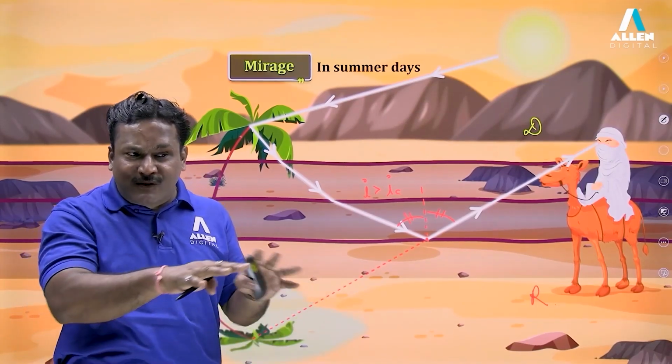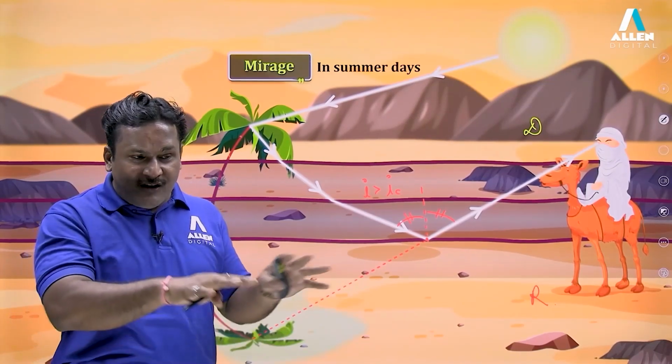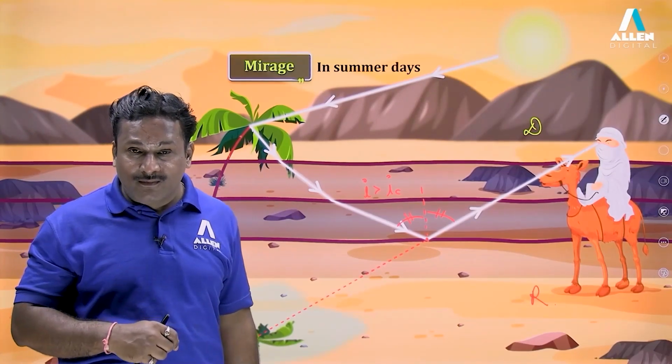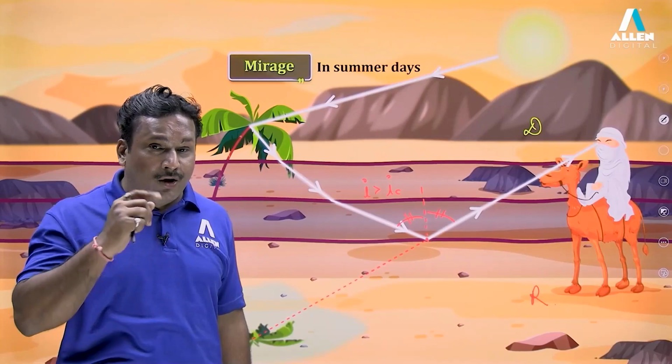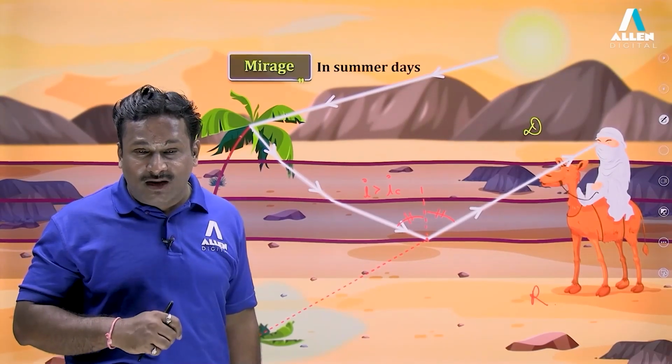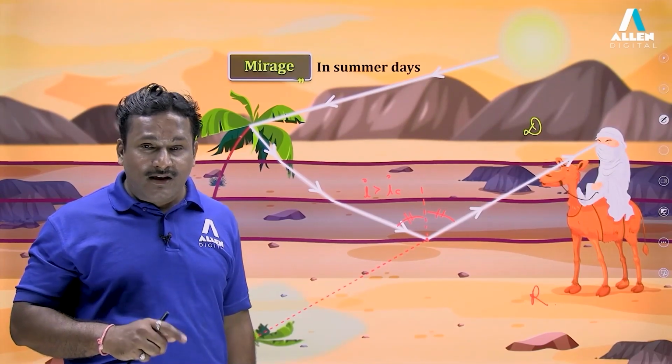And then it appeared as if some water is spilt. And that image of that particular object is what we are seeing. Correct? This is that phenomenon, mirage formation. Mirage formation is completely based upon total internal reflection.